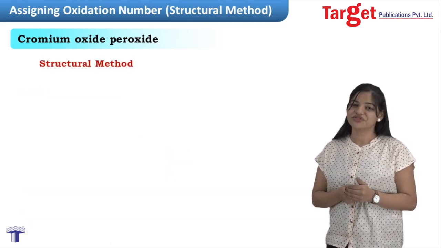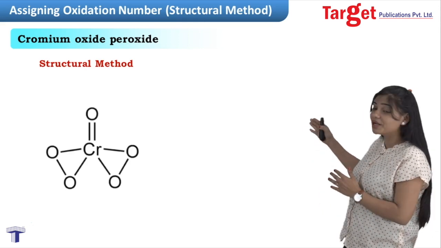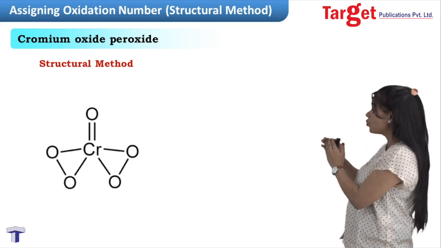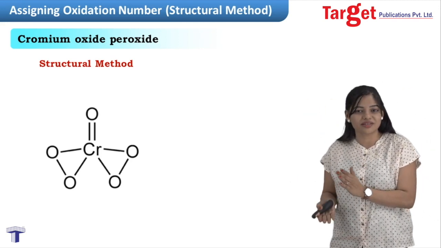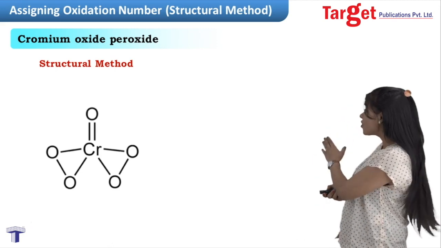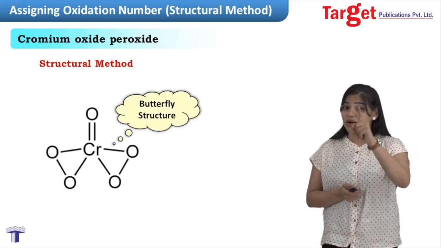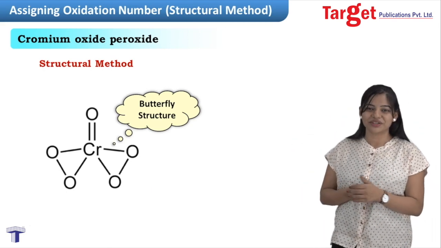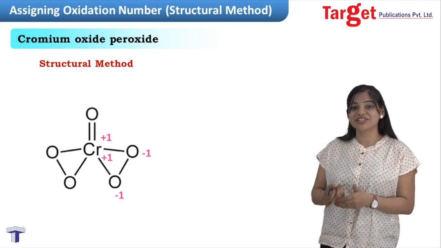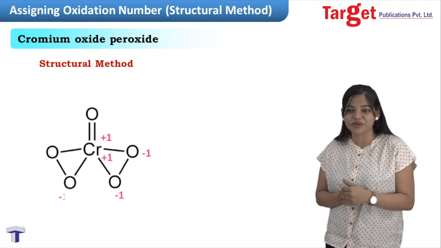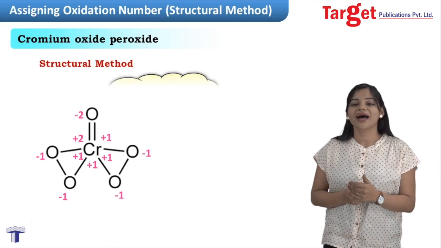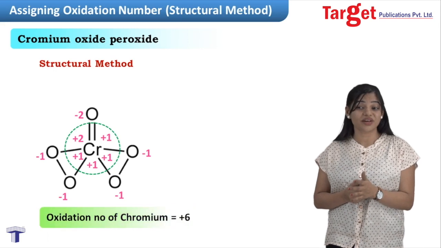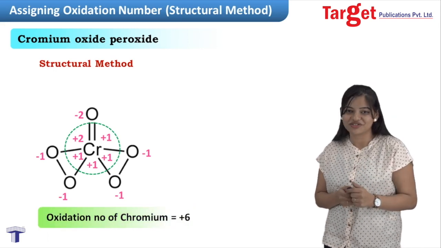So let's see with the help of the structure. Students, you can see the structure is very beautiful, where there are 4 oxygen atoms which are attached on one side to chromium and on the other side to each other as another oxygen atom. Hence we have 4 oxygens which are peroxide linkages and 1 oxygen which is an oxide linkage. The structure in general is also called the butterfly structure. We denote the oxidation number to all the oxygens and chromium here. We get the value of chromium as plus 6. That is, the oxidation number of chromium in CrO5 is plus 6 and not plus 10.